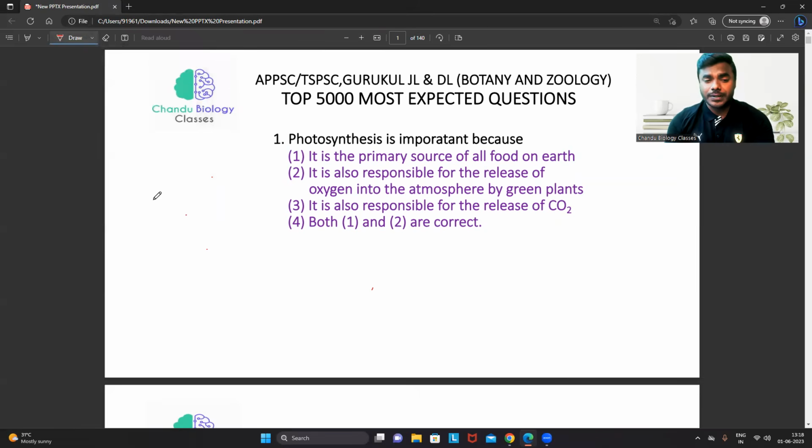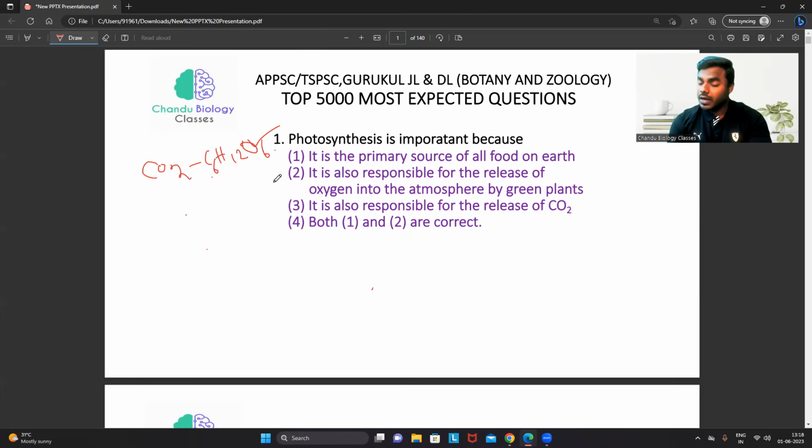Okay, now let's start. Question number one: photosynthesis is important because... the question says that photosynthesis is an essential process. Why is photosynthesis an essential process? Every student commonly knows that with the help of photosynthesis only, the plants prepare their food. What is the plant going to do? The plant is going to reduce the carbon into glucose.